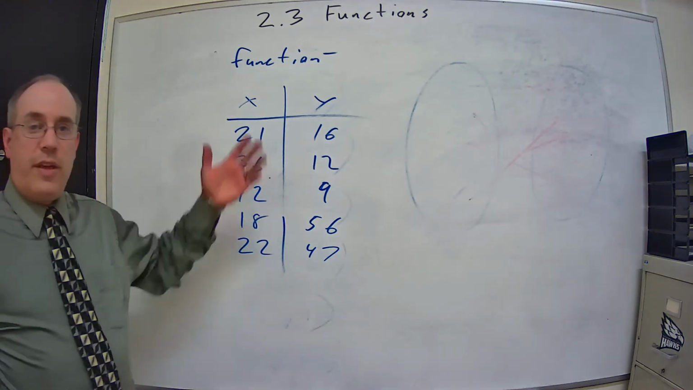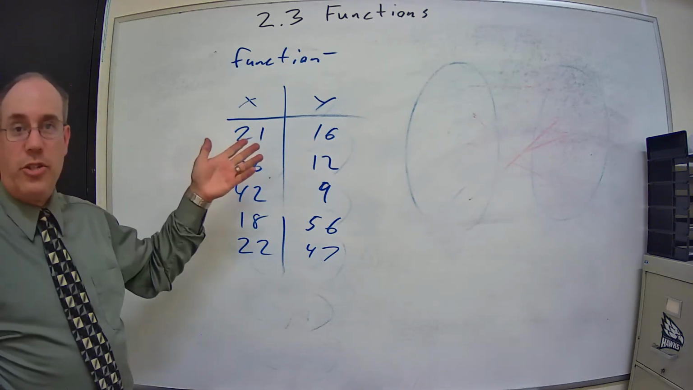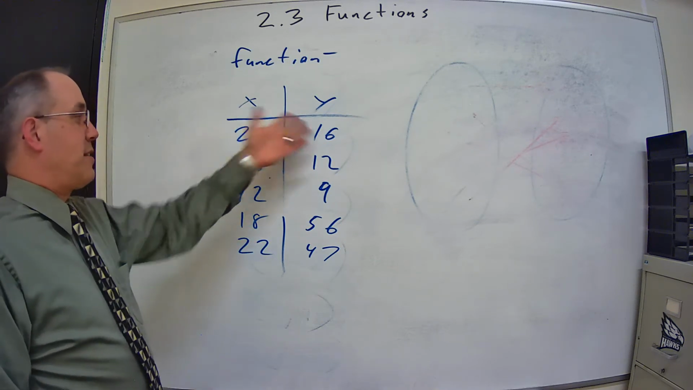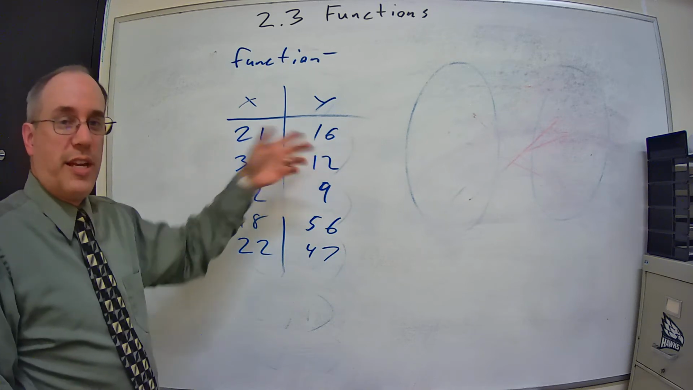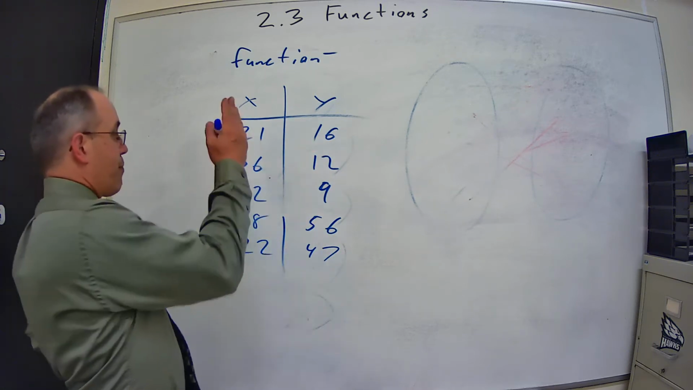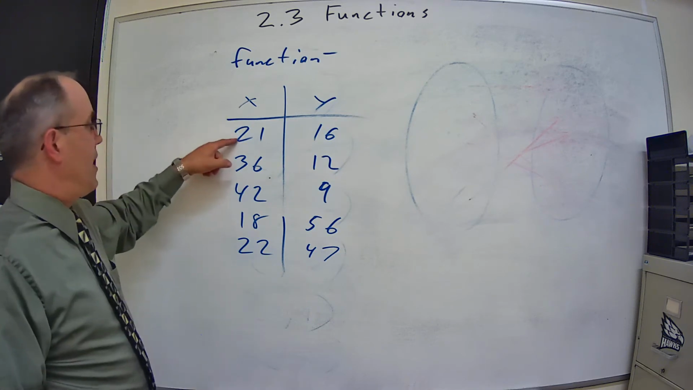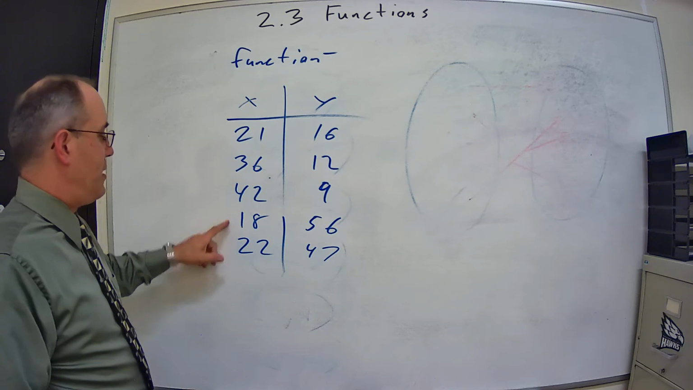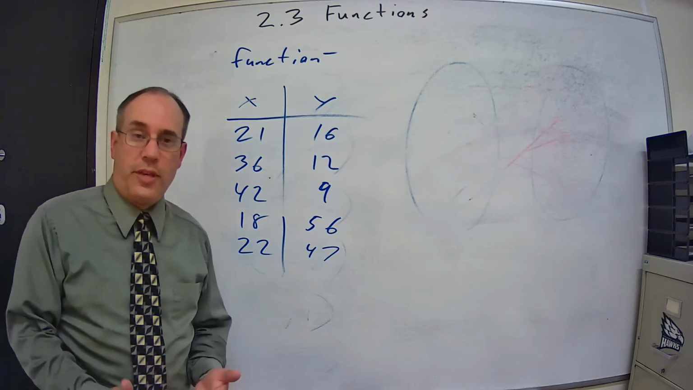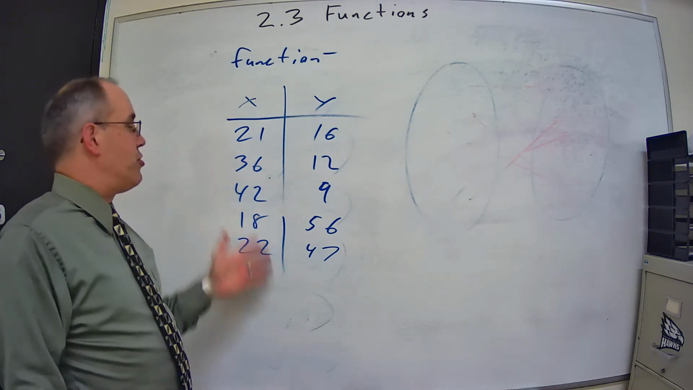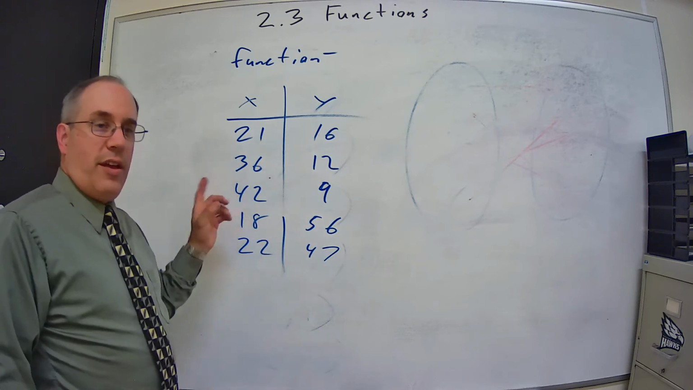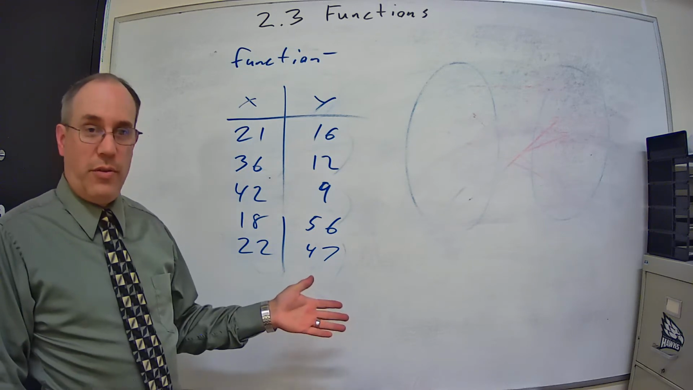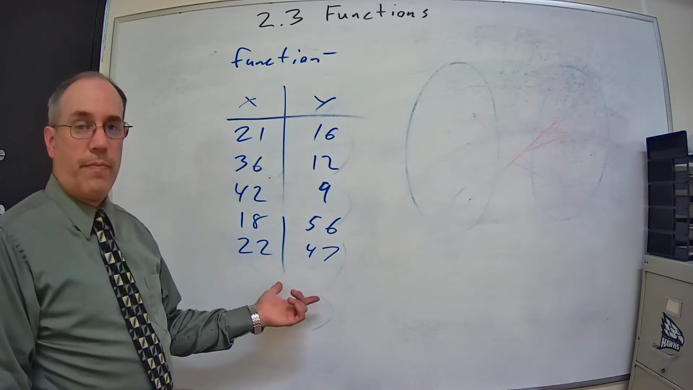So now we have, first of all, we know it's a relation. Question is, is it a function? Because it's a relation just because it has x and y, and each thing has its associated x or y value. Is it a function? Well, do we have any duplicate x values? 21, 36, 42, 18, 22. So no, we don't have any duplicate x values. So with that, there's no way that we're going to have an x value go to more than one possible output value. So yes, this is a function.